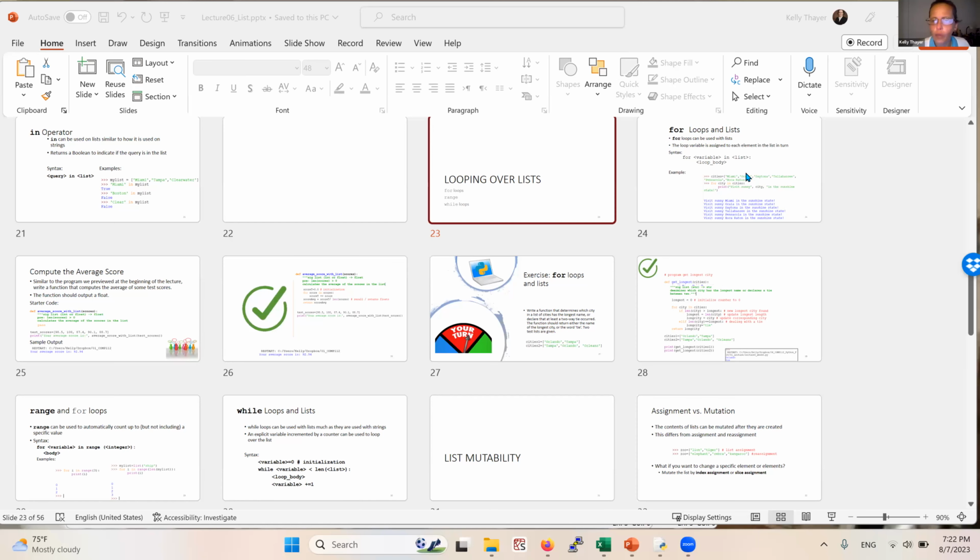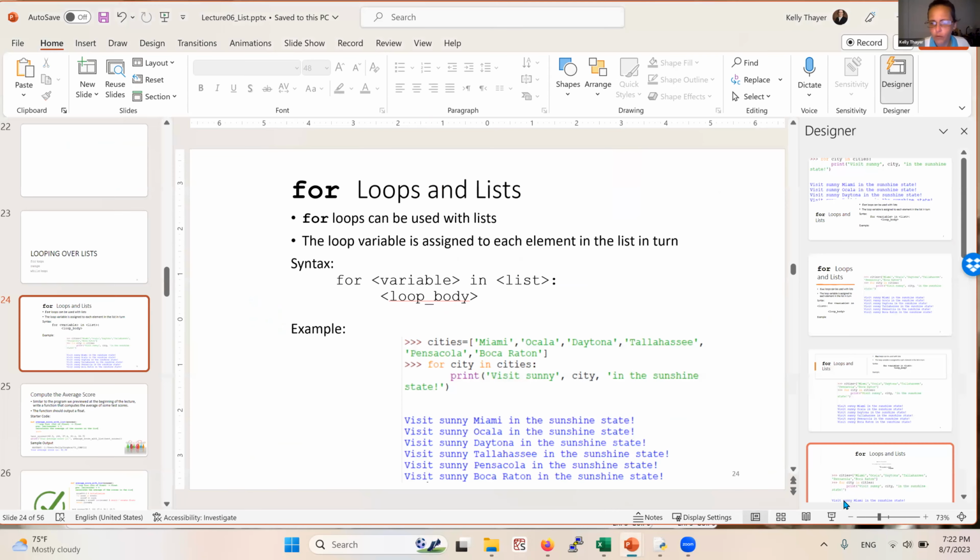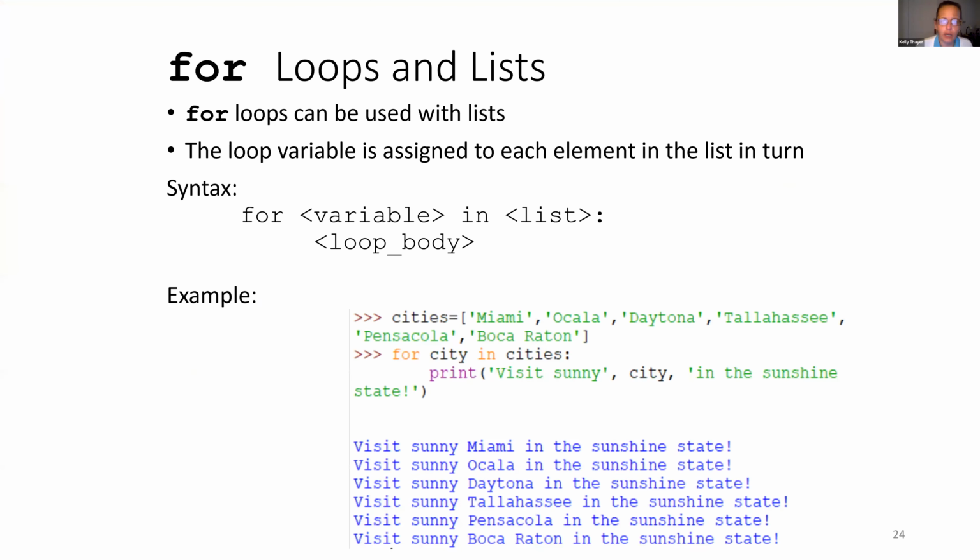So first, we're going to talk about for loops with lists. The way that for loops work is very similar to how it works with strings. Instead of the for loop variable taking on the value of each of the items in the string, the for loop variable will take on the value of each of the items in the list. So for loops can be used with lists, and the loop variable is assigned to each element in the list in turn. It will look like for variable in list, and then you'll have your loop body.